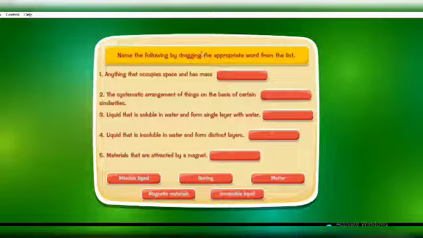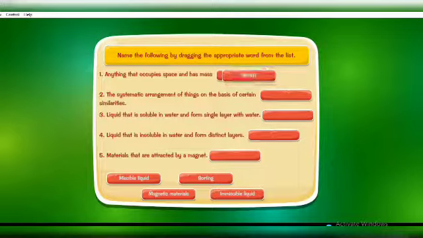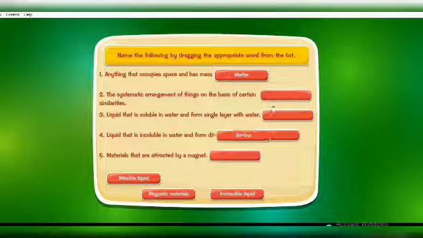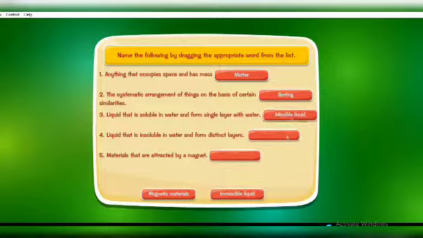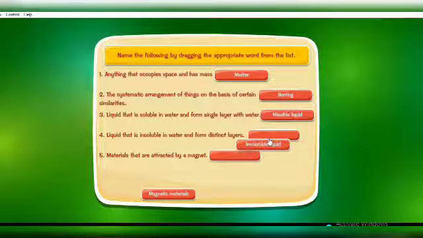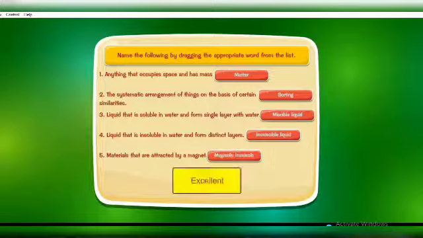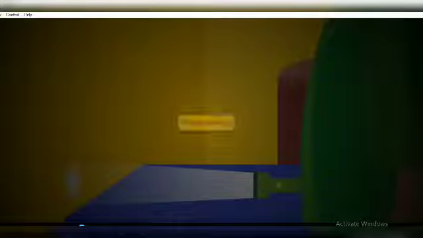Let's do another activity. Well done! Excellent! You have completed the activity.